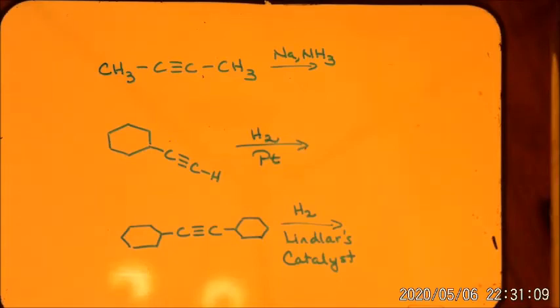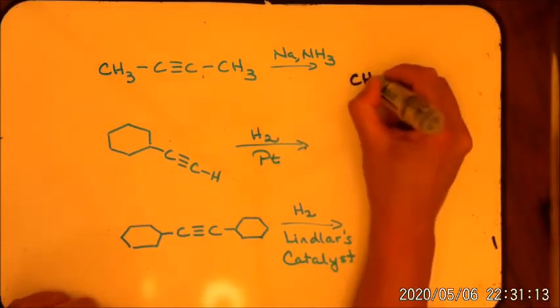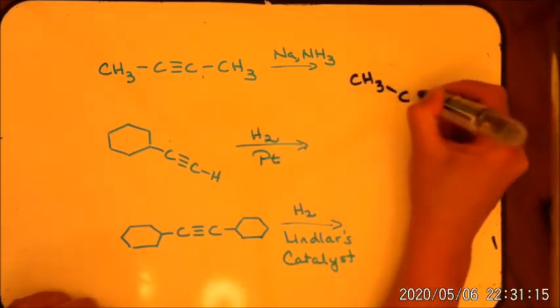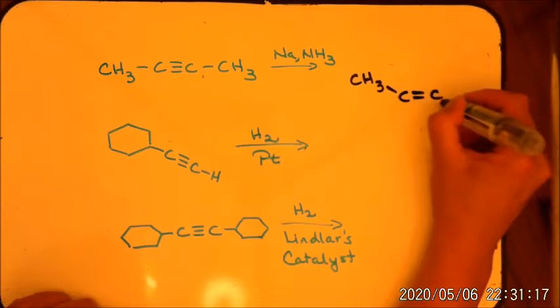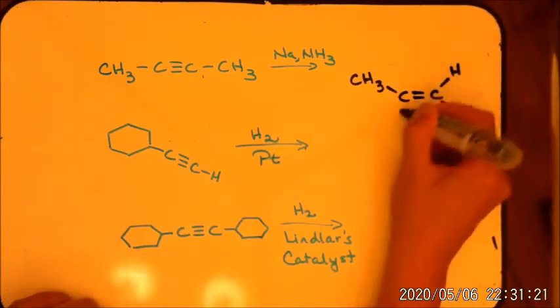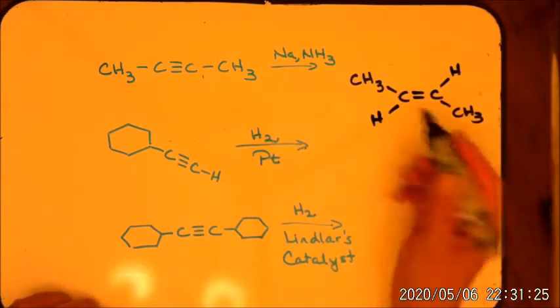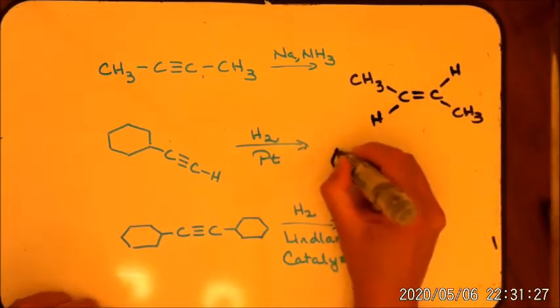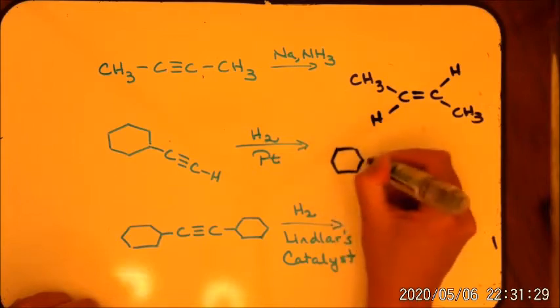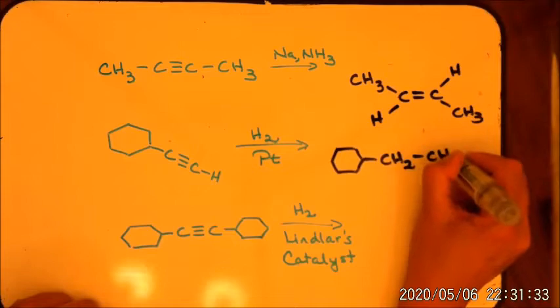The first one, you're going to form a trans alkene. This one, nothing's poisoned. You're going to go all the way to your alkane.